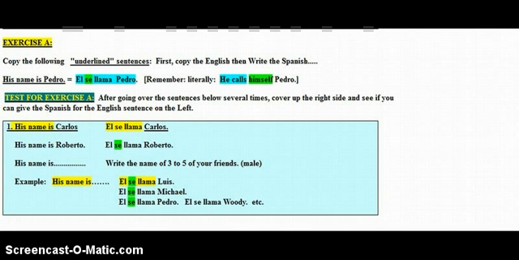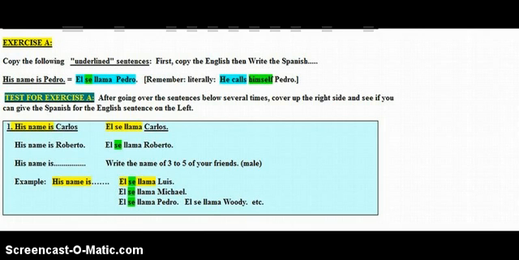For best results, write the English, then write the Spanish. His name is Pedro. Él se llama Pedro. Repeat. His name is Carlos. Él se llama Carlos. His name is Roberto. Él se llama Roberto.